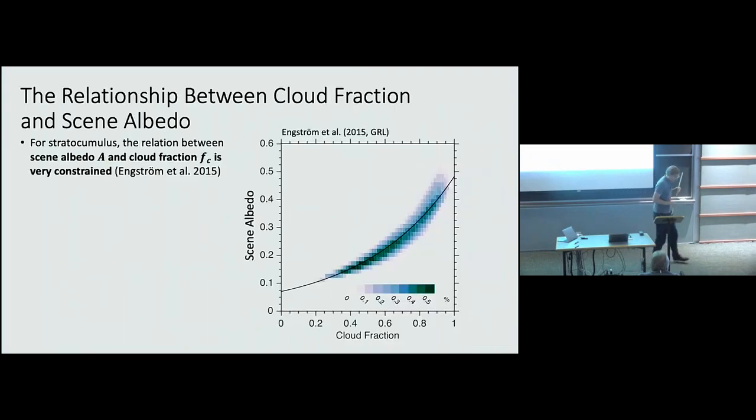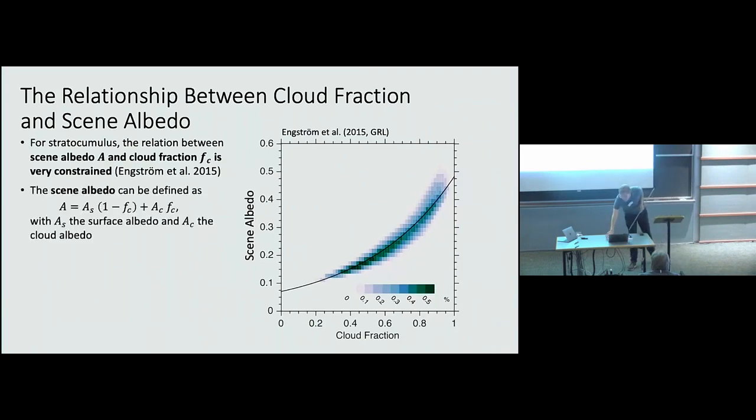So, for stratocumulus, we found, for example, in satellite observations by Engström, that there's a really nicely constrained relationship between the scene albedo and the cloud fraction, which you can see here on the right. So the cloud fraction is basically the fraction of surface area covered by the cloud, and the scene albedo is given basically by this relationship, which is proportional to the cloud albedo, so the albedo of the individual clouds times the cloud fraction Fc, and the surface albedo, which you can usually assume is constant, and which is typically much, much smaller than the cloud albedo.